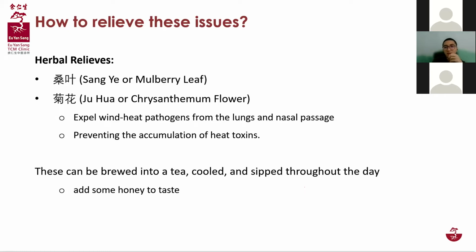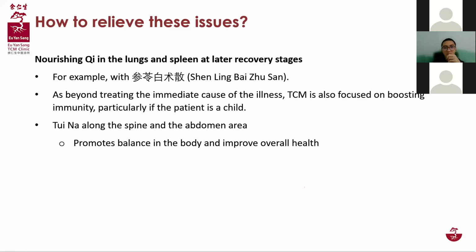Yeah. So, and then next, this is for deficiency, right? Or for the recovery stage. So you nourish the qi. An example of an herb, we can use Shen Ling Baizhu. So this is to help improve the spleen yin part, pi yin.